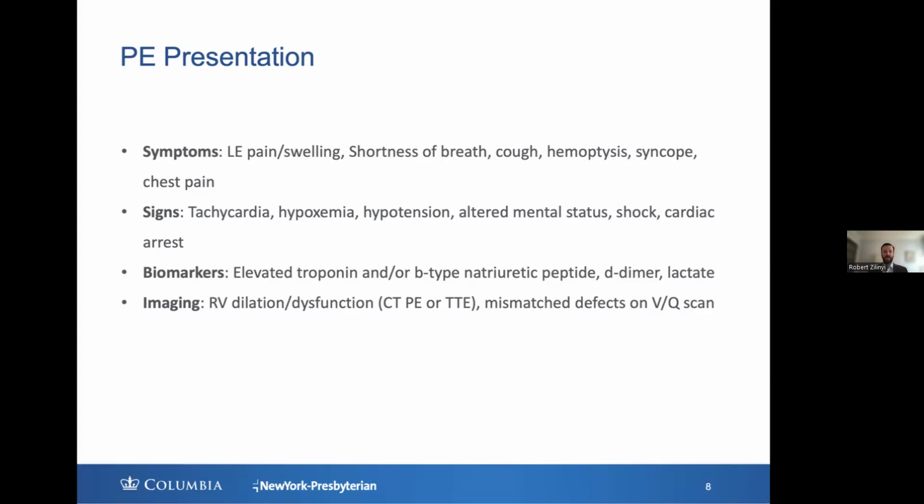When we look at laboratory evaluation of these patients, we look for things like elevated troponins or B-type natriuretic peptide, D-dimer, or serum lactate. On imaging, in addition to looking for thrombus in the pulmonary vasculature, we look for RV dilation and dysfunction, which we may see on a CT pulmonary embolism protocol or on any form of echocardiography. Additionally, we may see mismatched defects on a ventilation perfusion scan.